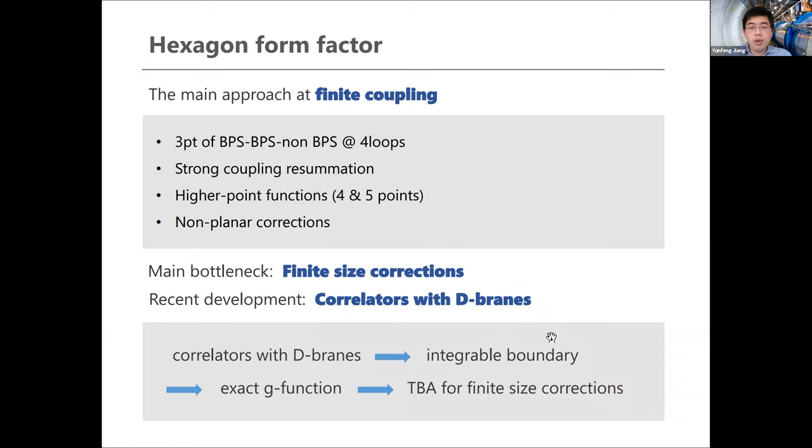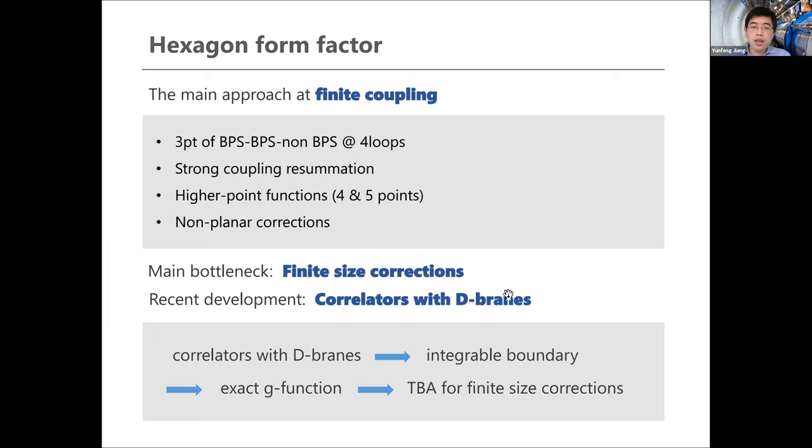But in the past few years, what people realized is that in some special cases, there's a chance we can take into account all these finite size corrections. And this happens in the case of correlation functions with D-branes. So let me just quickly give you the rough idea. We know D-branes are boundary conditions in string theory. And in AdS/CFT, sometimes these D-branes can correspond to integrable boundaries. And the integrable boundary can be described by integrable boundary states. So some of these correlation functions involving D-branes can be described as the overlap of an integrable boundary state and some Bethe state. This kind of object is called a g function.